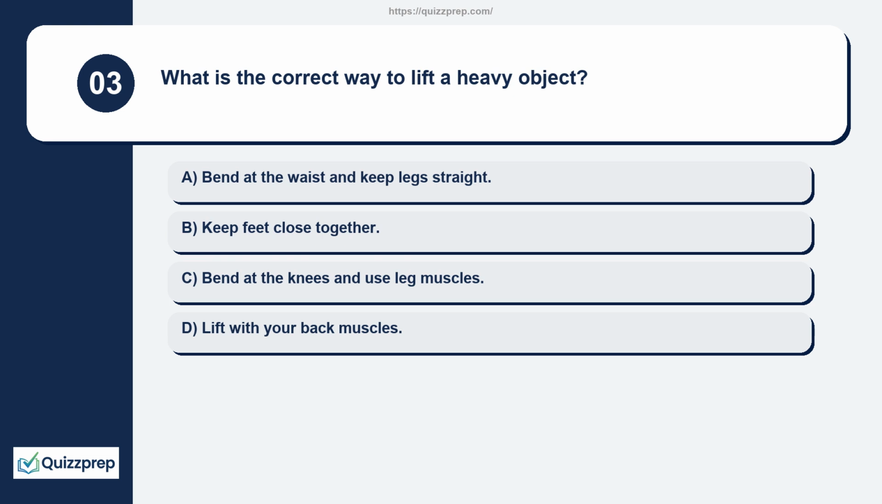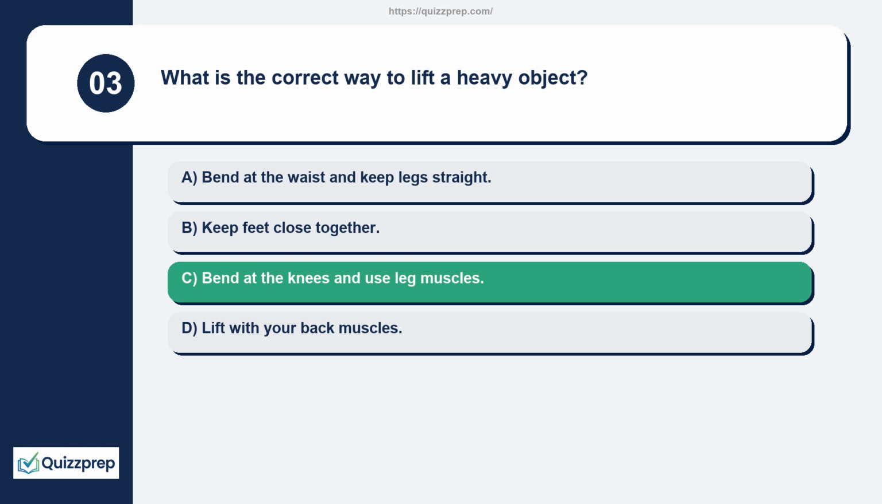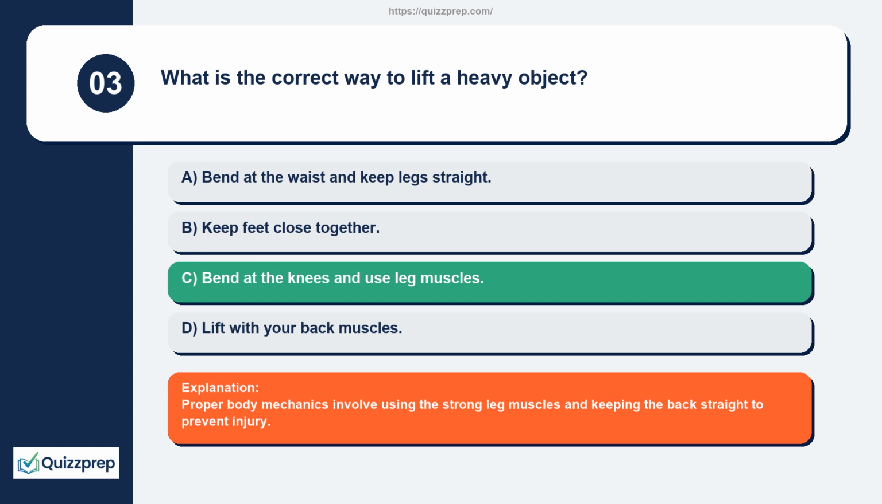Question 3. What is the correct way to lift a heavy object? Bend at the waist and keep legs straight, keep feet close together, bend at the knees and use leg muscles, lift with your back muscles. Proper body mechanics involve using the strong leg muscles and keeping the back straight to prevent injury.